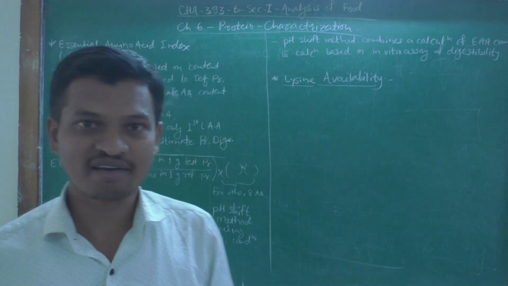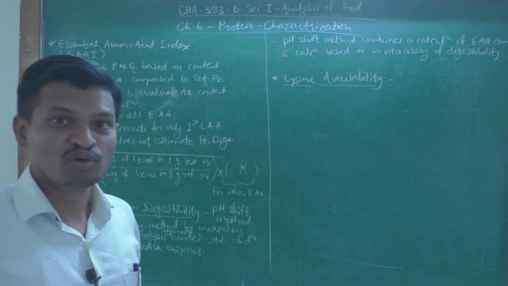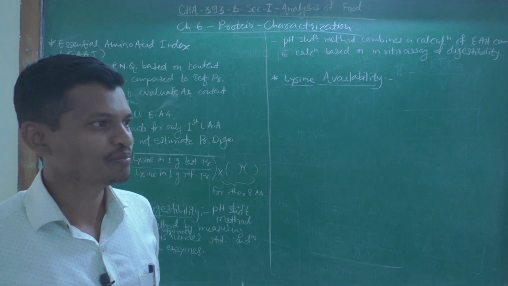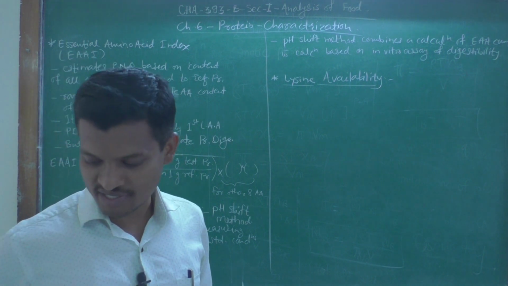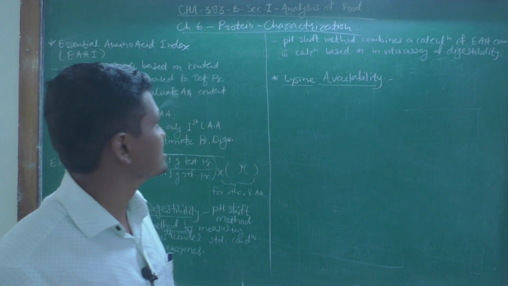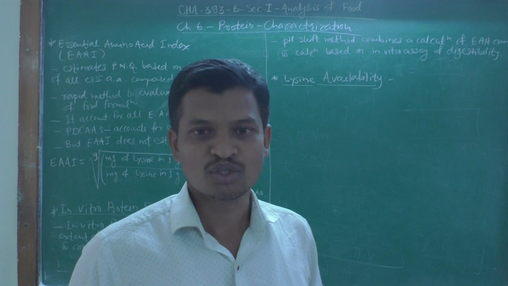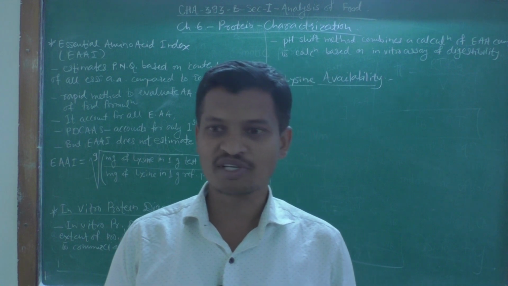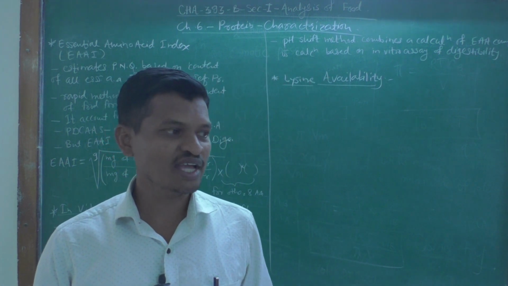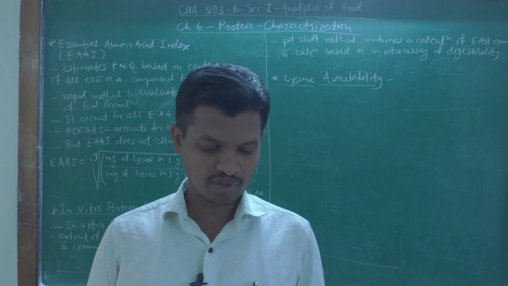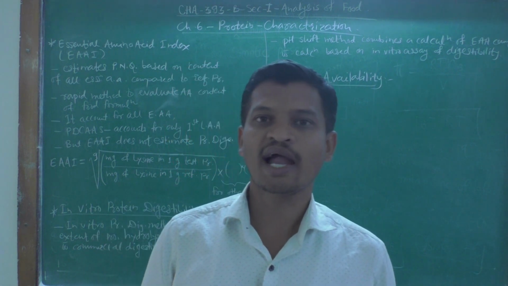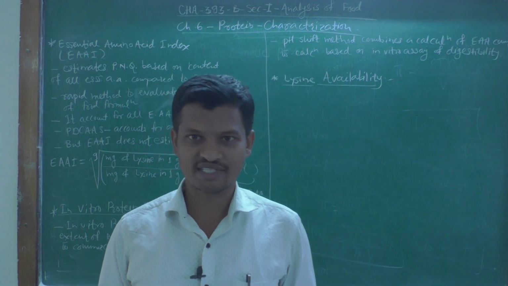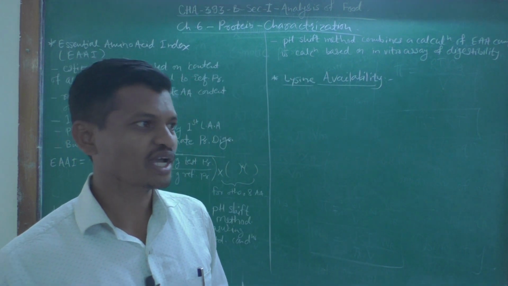We are discussing here the analysis of food, section first of this CHA 393B paper, and our current chapter is chapter number 6, which is related to the protein component of the food material. In this protein chapter there are two sections. Section A is related to protein analysis, and the second section, section B, is related to protein characterization. We were discussing protein characterization.